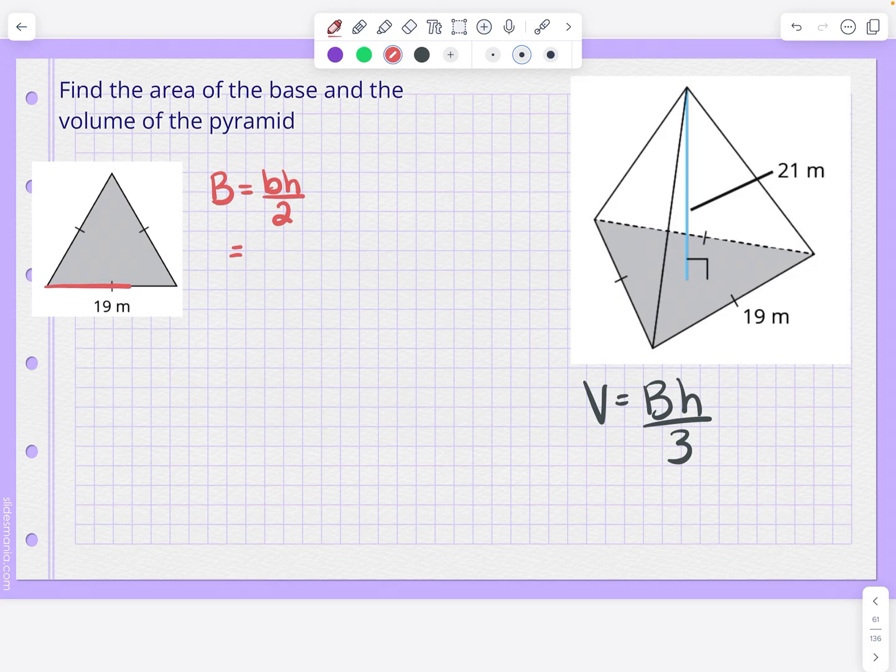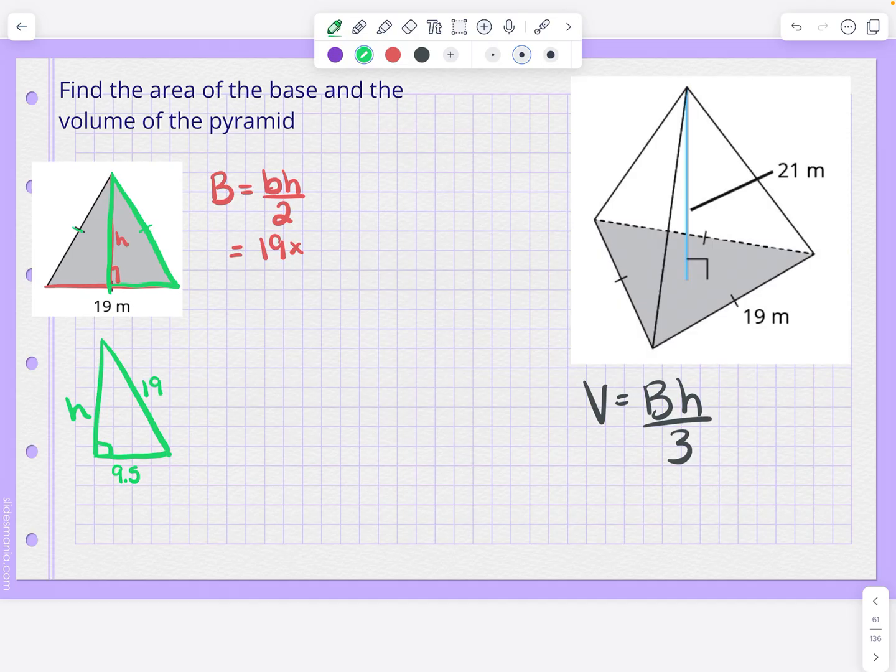When I look at this triangle, I can see 19 is the base. The height would be this thing right there, which I don't know. But by drawing that in, I now have a right triangle. That's the height. The hypotenuse, remember it was an equilateral triangle, so the hypotenuse is 19. What's the base of that green triangle? 19 is the whole gray triangle. The green triangle is half of that. 19 divided by 2 means it's 9.5.